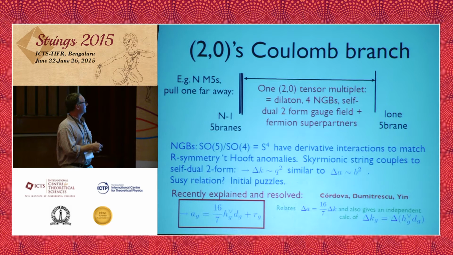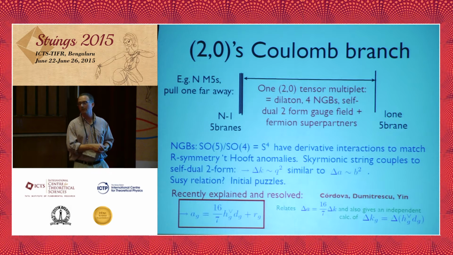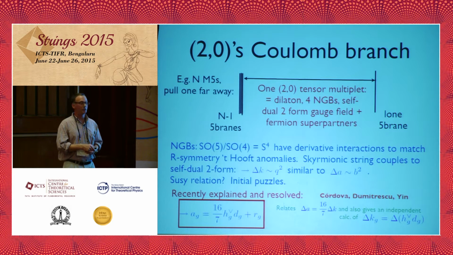And the Goldstone bosons have some interactions to match the 't Hooft anomalies. So in particular, this coefficient K has to be matched. And this way of matching the 't Hooft anomaly shows that the change in this K is related to something squared. And this is similar to what I mentioned was found in the analysis of the change in A from the dilaton analysis, that the change in A is related to some quantity B squared. So this suggests that there could be some supersymmetric relation between these two.